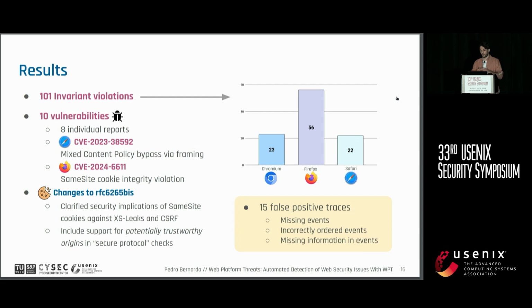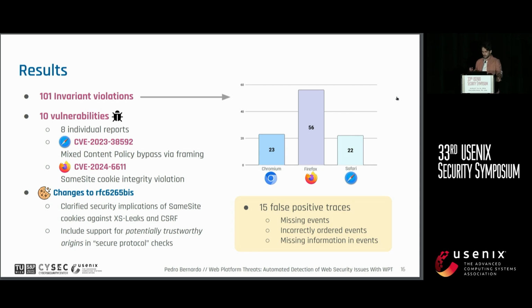Out of the 101 invariant violations we obtained, 15 were false positives. These are mainly due to 3 root causes, the first being missing events. This happens when our instrumentation has low visibility on a given component, through either browser features or browser bugs. Then another root cause was incorrectly ordered events.